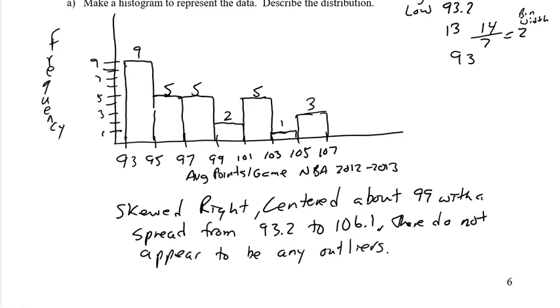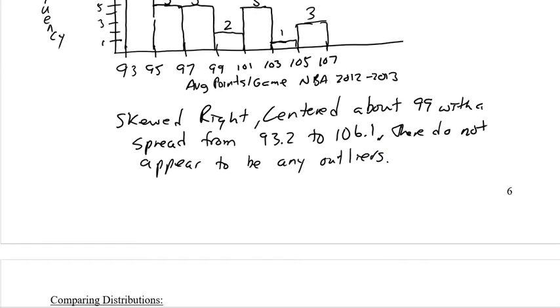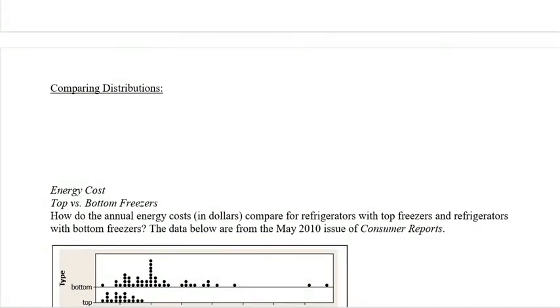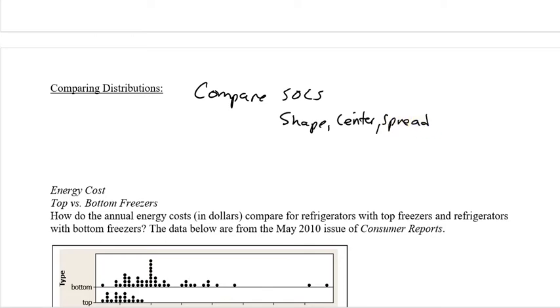All right, comparing distributions. Well, we're going to compare shape, center, and spread. And outliers. And then also, when we're comparing distributions, we are going to discuss any interesting features that the two graphs have.